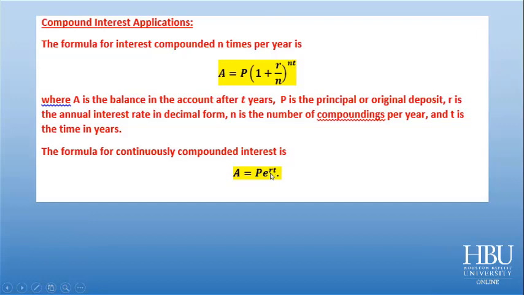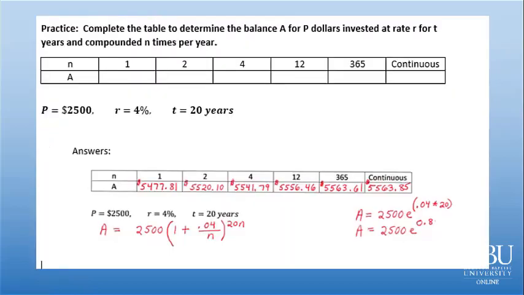Once again, R is the annual interest rate expressed as a decimal, and T is the time in years. Let's look at an example problem. Suppose I start out with an original deposit of $2,500 and I'm earning an interest rate of 4%, and I want to leave my money in the account for 20 years.